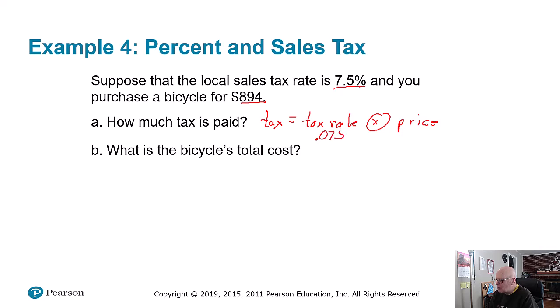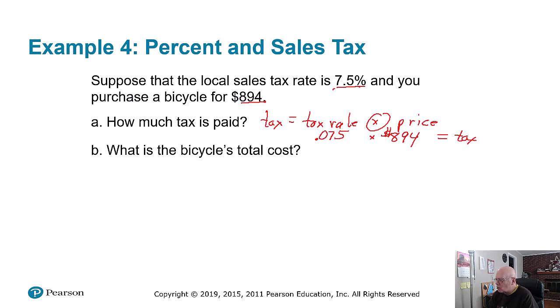So we change the percent to a decimal, then multiply times the price, which is $894. Wouldn't hurt to put the dollars in there, even though it's not the final answer. That will give you the tax. I'll let you do that.